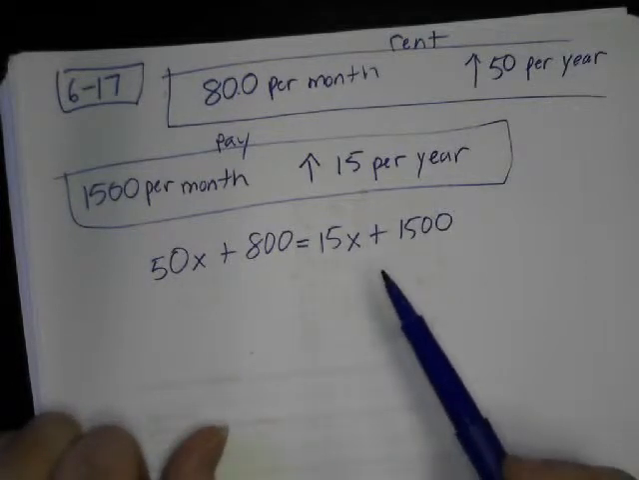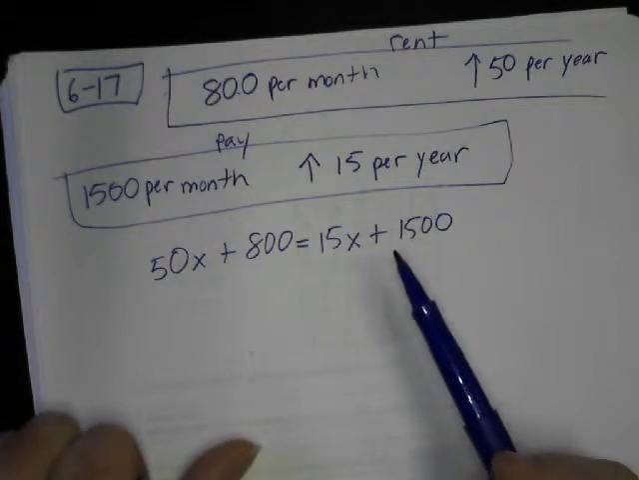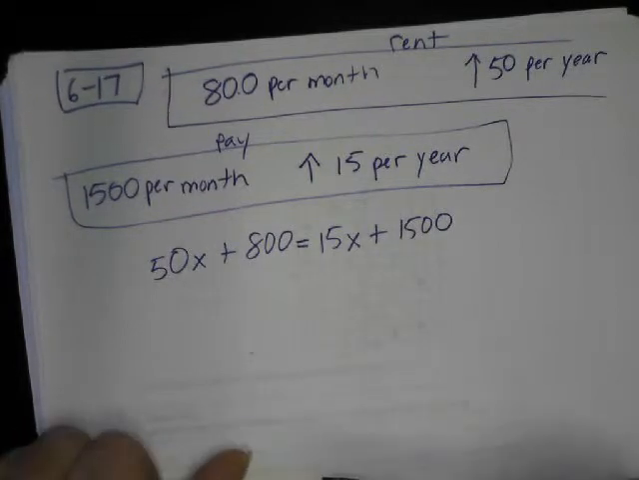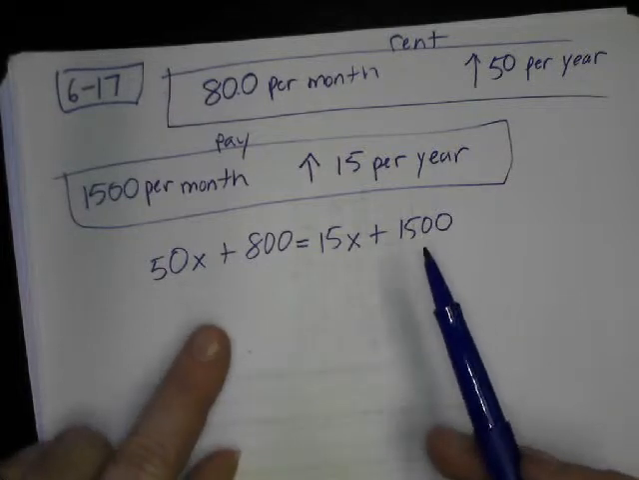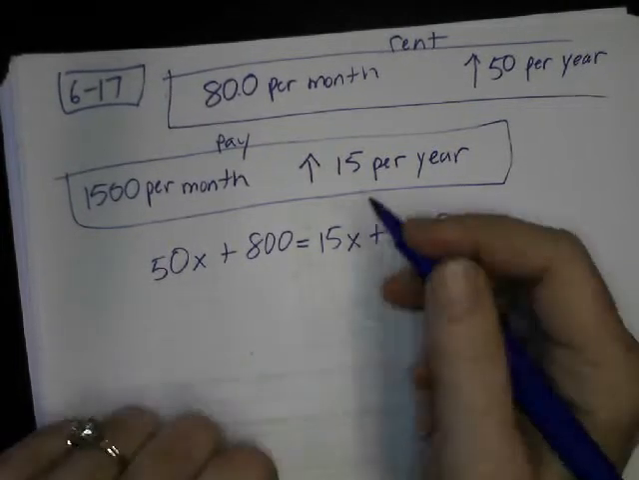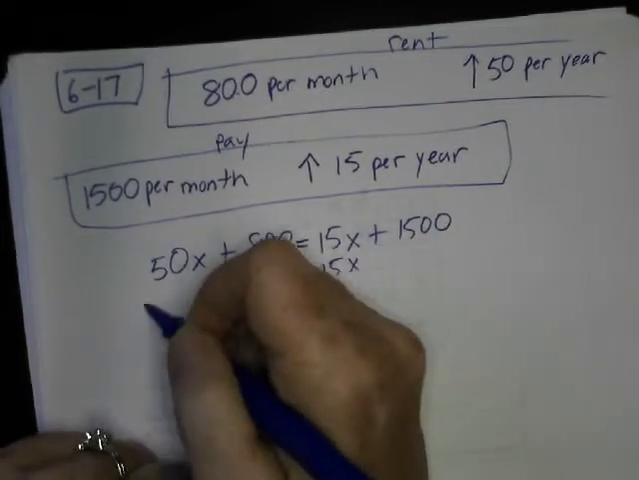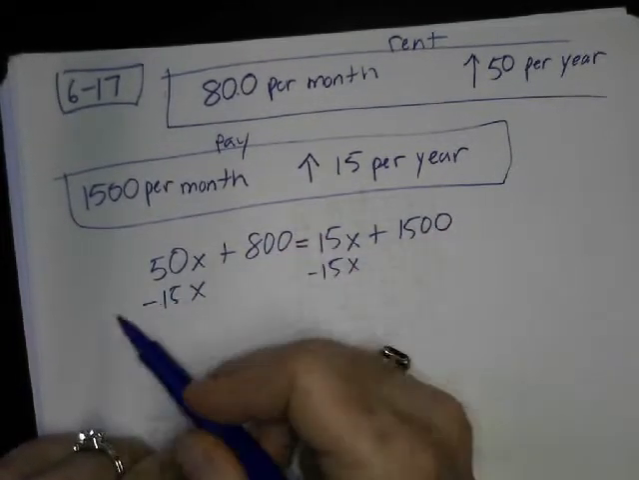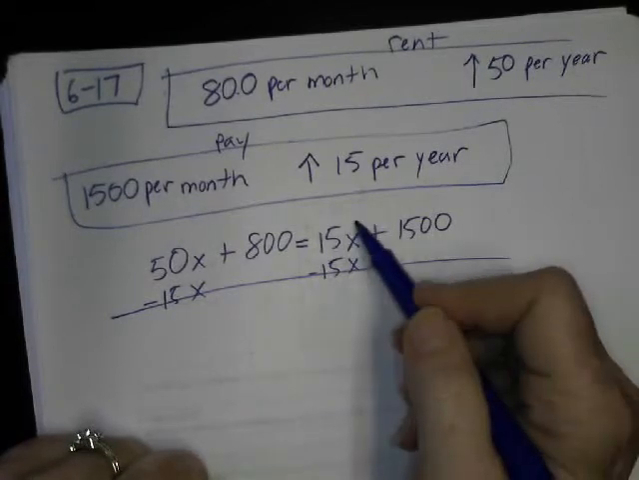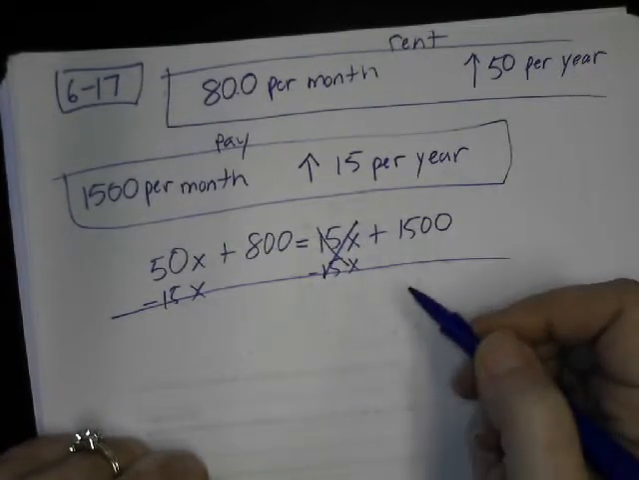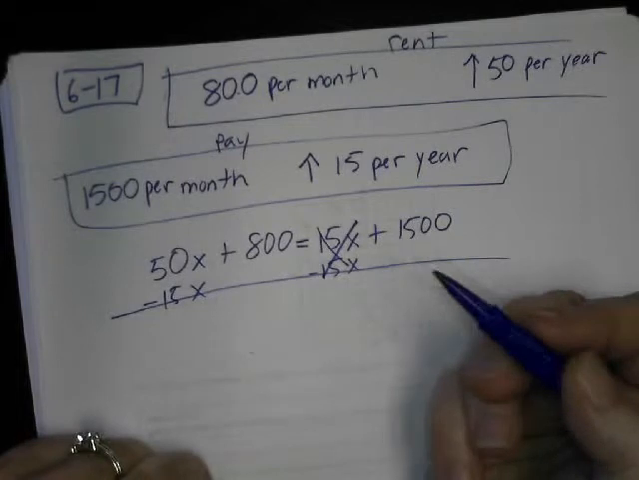Because it asked me if her rent and her take-home pay will ever be equal. So the only thing I wonder, well, let's see what we get and see if it even makes sense. Let's go like this, right? Because we know how to solve equations now. That goes away, right?